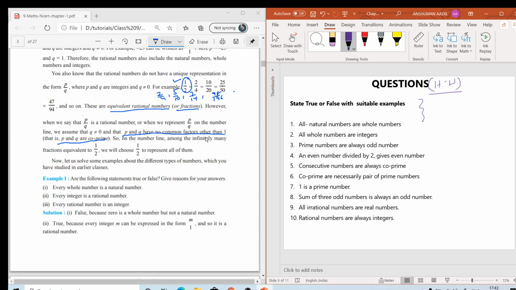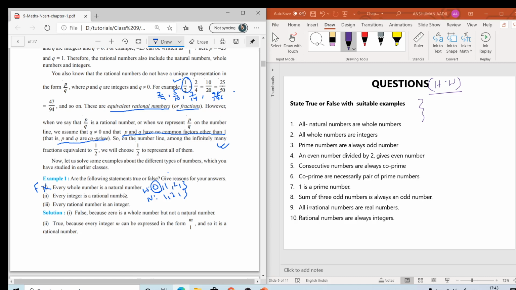Okay, so coming to the NCERT book, here we are. We have covered up to here. Let's solve some questions. Here we have 3 questions. Every whole number is a natural number. What are whole numbers? 0, 1, 2, 3. These are whole numbers. What are natural numbers? 1, 2, 3. So all whole numbers are not natural numbers, because 0 is not a natural number. So this statement is not true. It's a false statement.